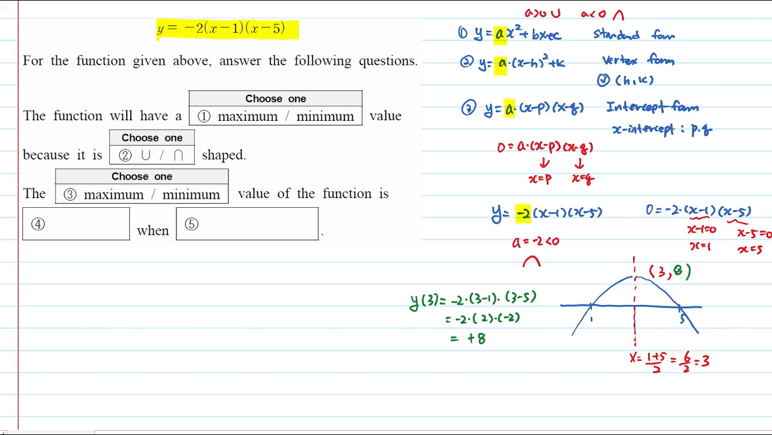Okay, we're ready to answer the question. The function will have a maximum value because it is upside down U-shaped. The maximum value of the function, we're talking about the y value, will be 8, and that's when x is equal to 3. It's like a mountain you're climbing up. You climb from the lowest point, you go as high as 8, and then you go down. So your maximum value is equal to 8.